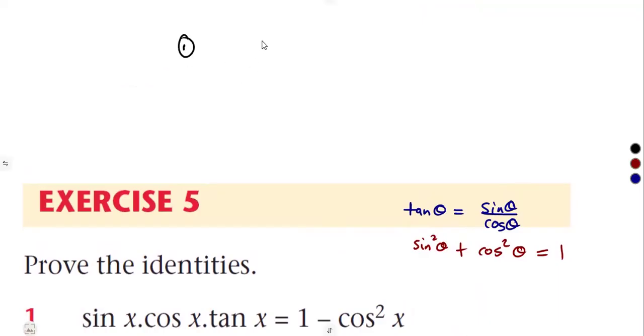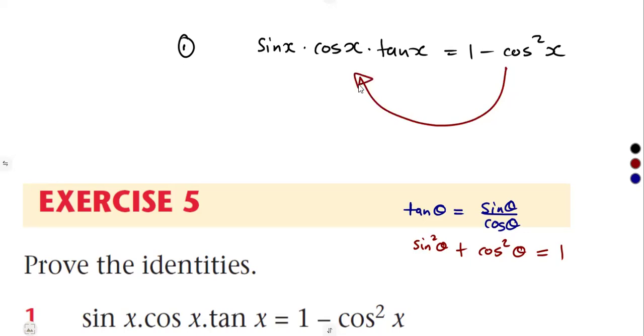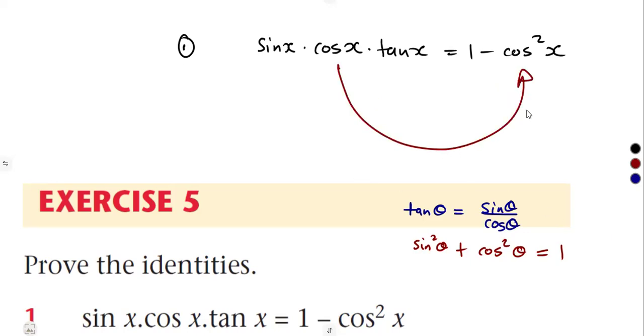So on question number 1, we are given sine of x times the cosine of x times the tan of x, which is equivalent to 1 minus cos squared of x. So we are going to choose which side to work with. Are we going to prove that the right-hand side is equal to the left-hand side, or that the left-hand side is equal to the right-hand side? It is up to you. But it is best that you always choose the complicated side.